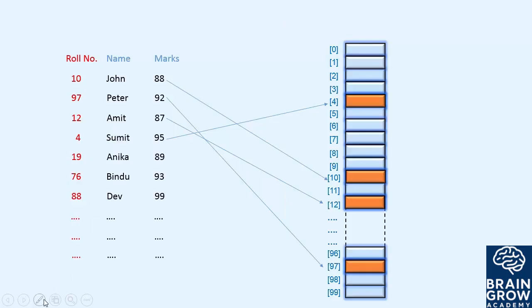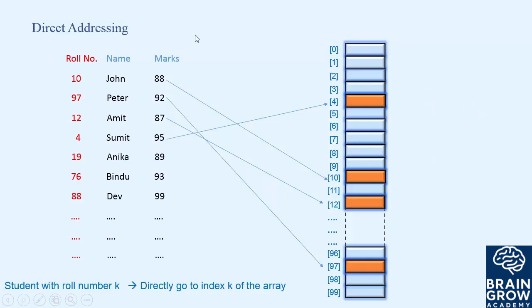Now when we have to search for a student with roll number k, we can directly go to index k of this array and we can get the record. For example, if we have to access the record of a student with roll number 12, we can just go to index 12 of this array and access the record. So by using this method, we can access any record in constant time, and there are no key comparisons. This method is known as direct addressing, and this array is called a direct address table or direct access table.